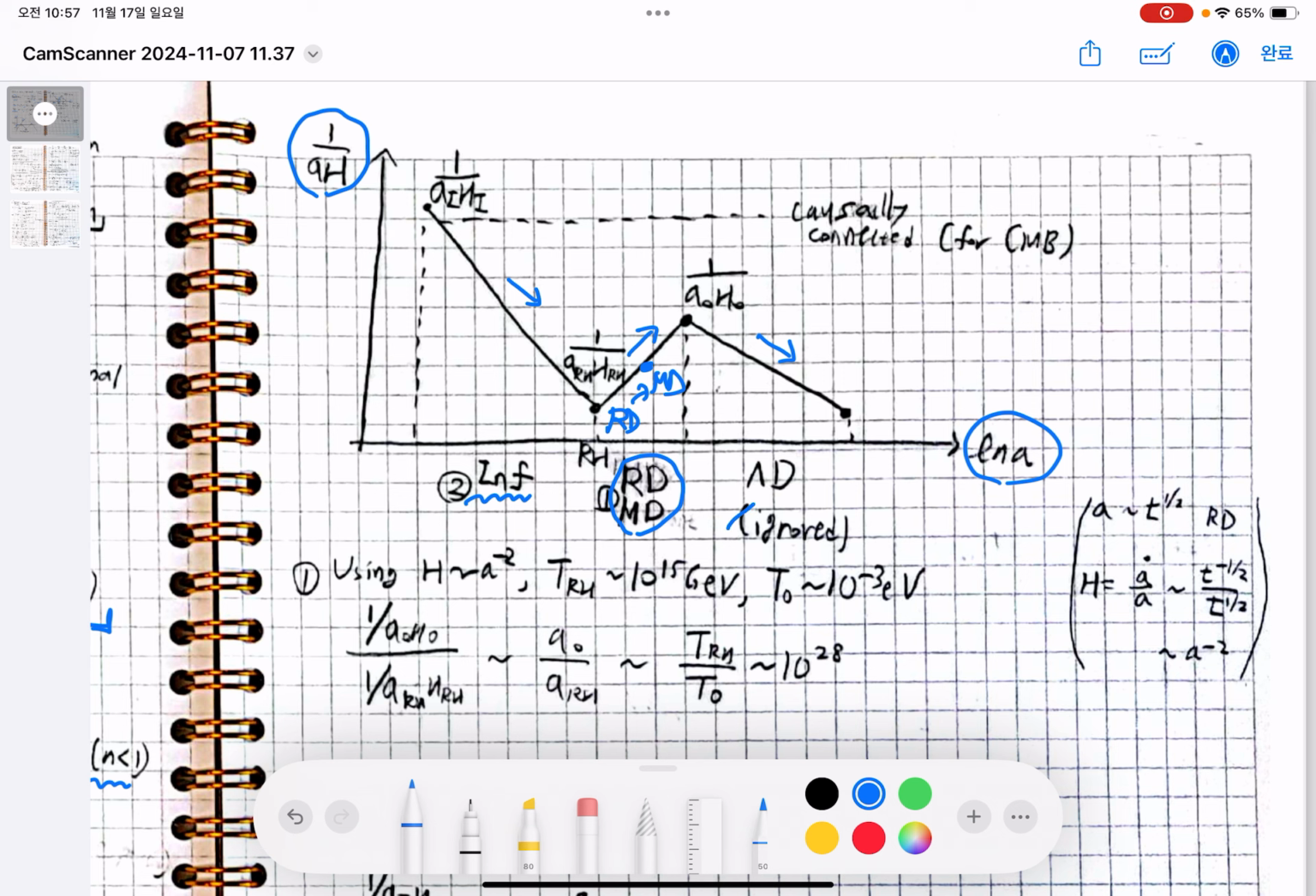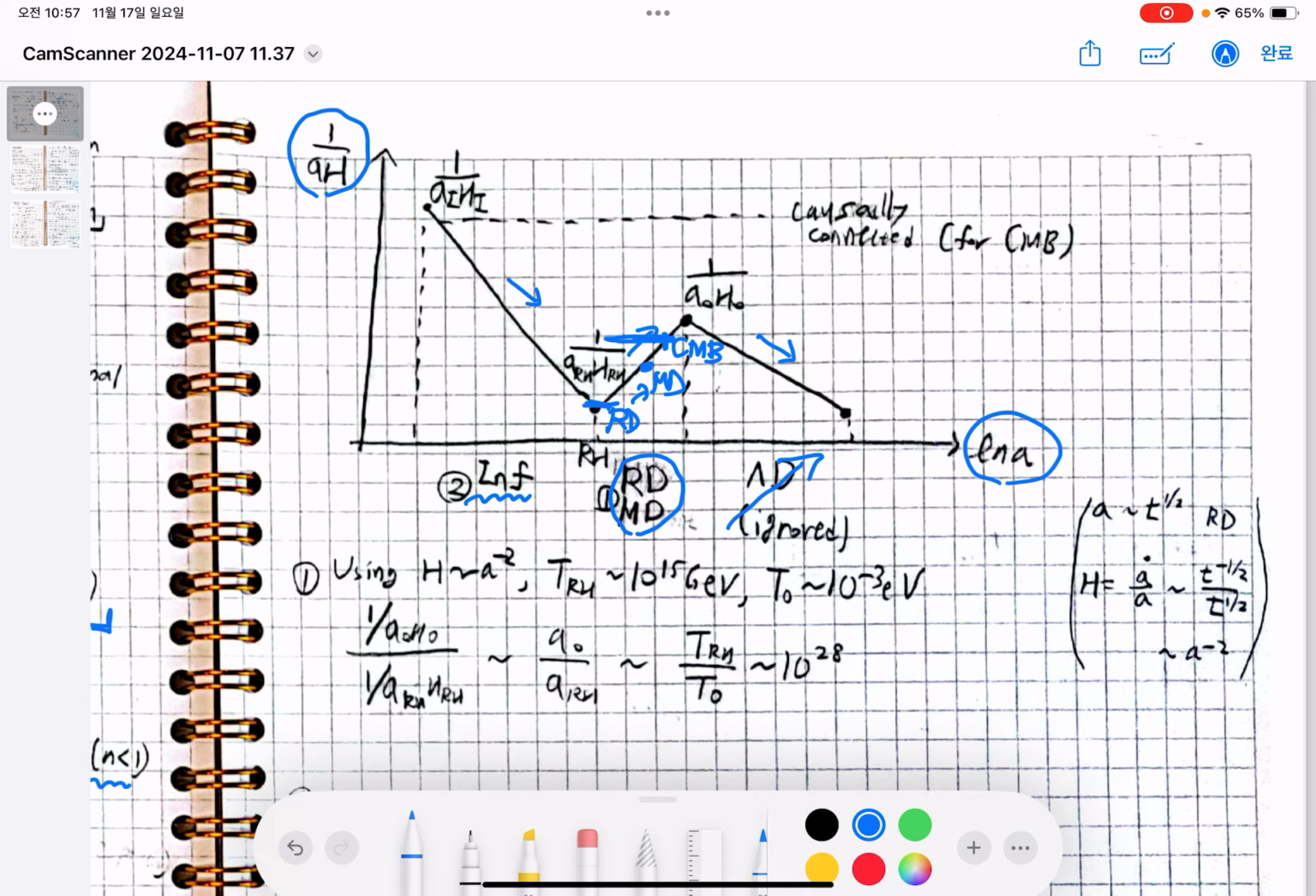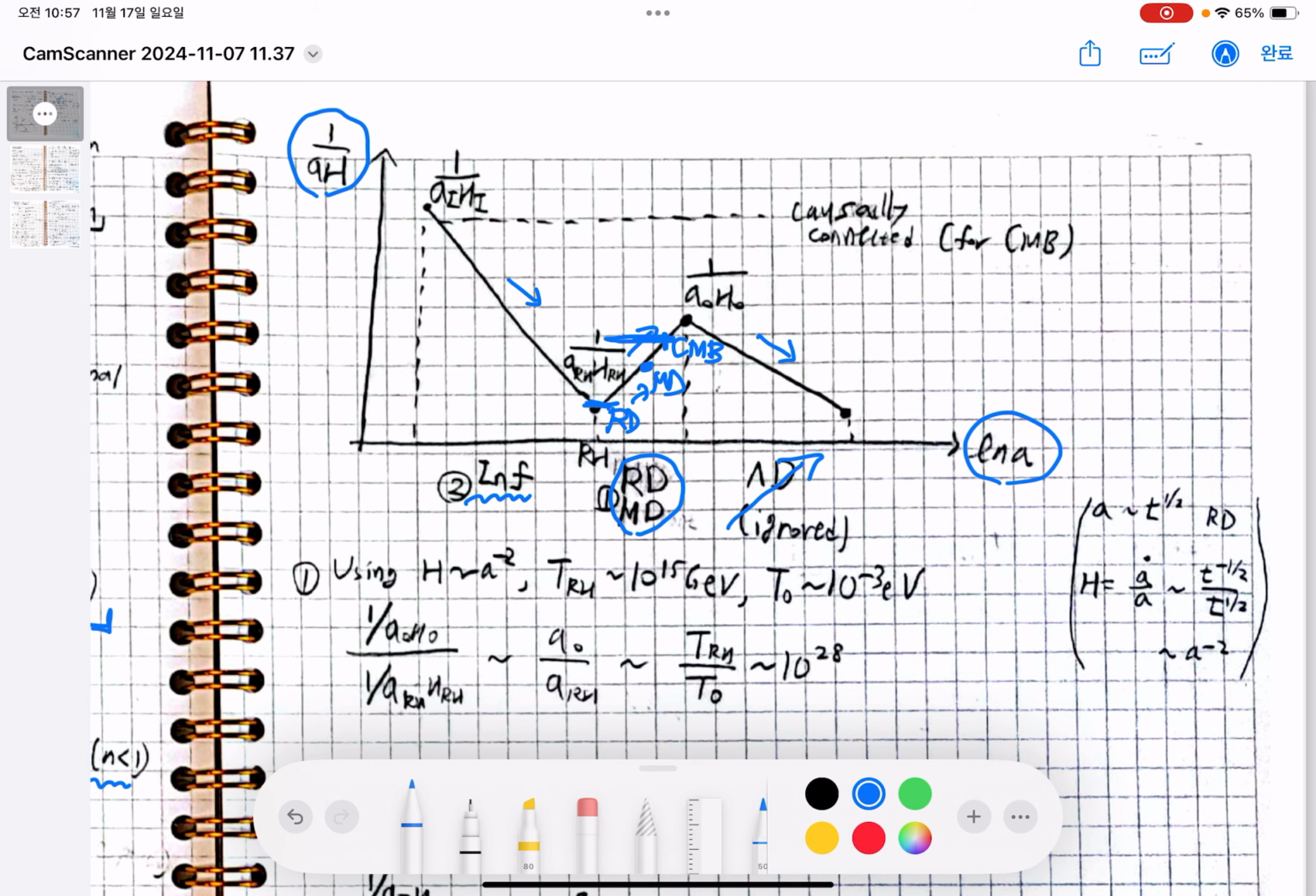But we'll ignore the lambda here, and the CMB appears at this time. But if we consider the Hubble radius size at the radiation dominance, the Hubble radius size becomes smaller than the 1 over aH at the CMB. So there was a problem. So to make it causally connected with the relatively large Hubble radius size in the late universe, it requires implantation.